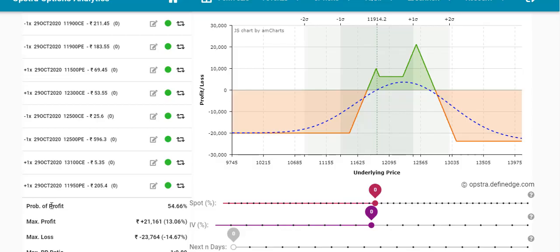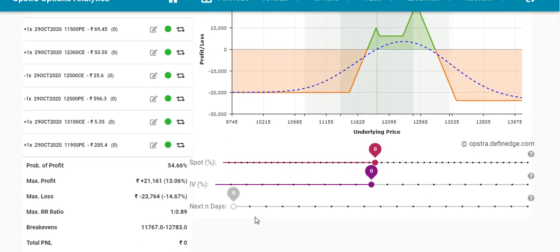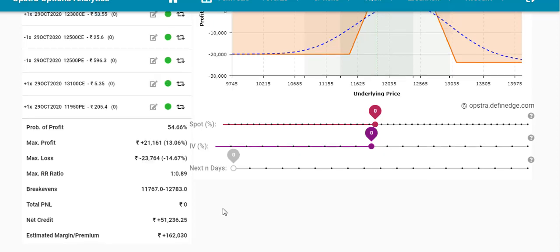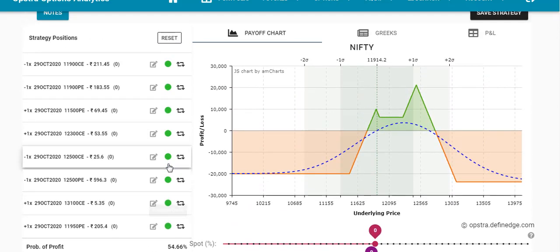So guys, now you can see our break-even point of the upside. Before it was around 12,100, but now it is 12,783. So this is how you can adjust your position to the upside, and the break even from the below side as well. Before it was something else, now it has increased to the upside as well. So this is how we need to adjust the position to the upside. And now we will discuss how we will adjust to the downside.